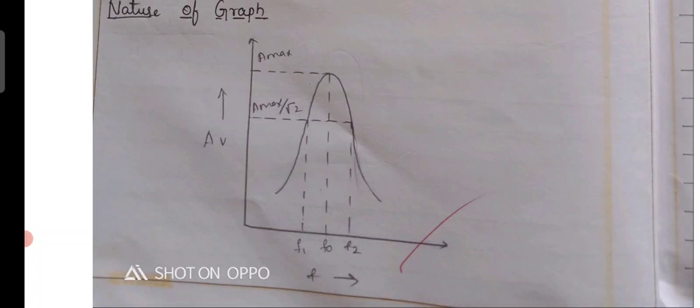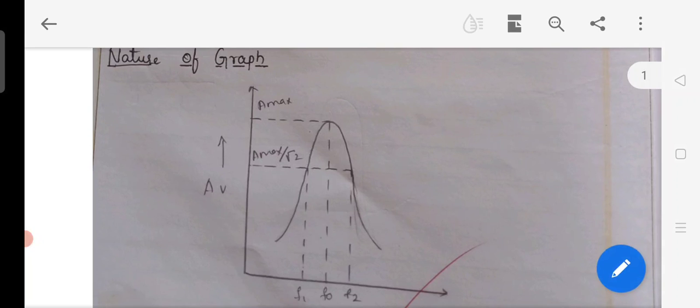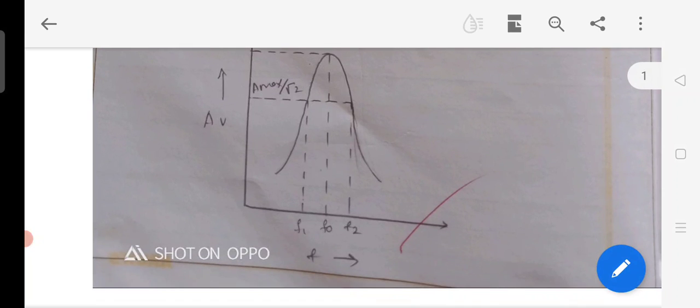Maximum gain divided by root 2 will cut the graph at 2 points. Those frequencies are known as cutoff frequencies. The range of frequency in between f1 to f2 is known as the sharpness of the curve.